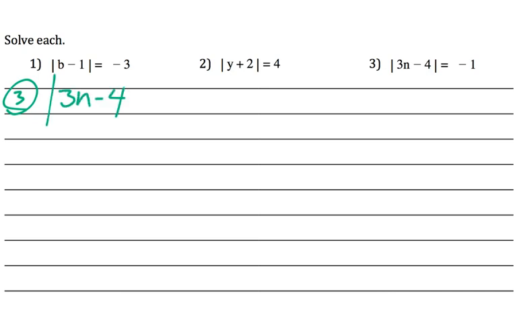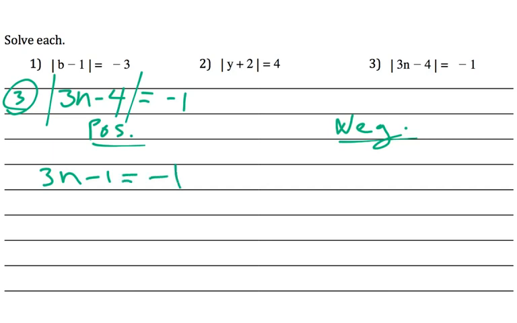The absolute value of 3n minus 4 is equal to negative 1. Let's write our positive setup on the left, our negative setup on the right, and then we are going to rewrite the equation again. So here's 3n minus 4 is equal to negative 1, and then I just realized I should have planned ahead a little bit better and thought a little bit more.